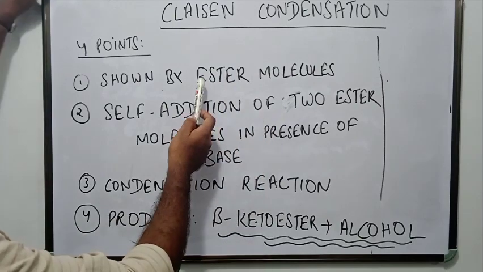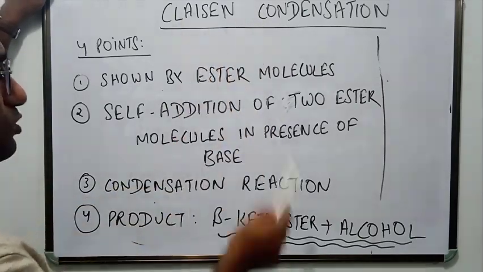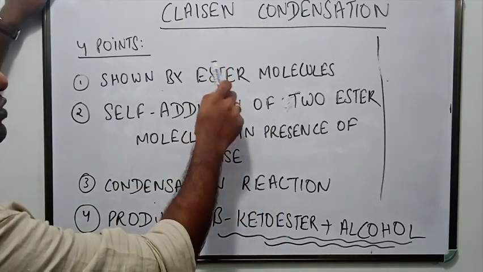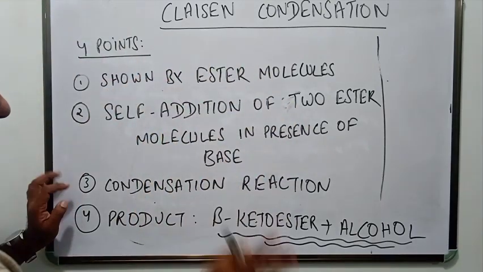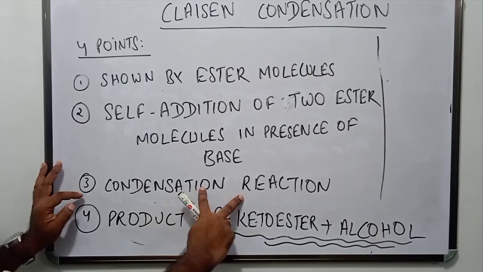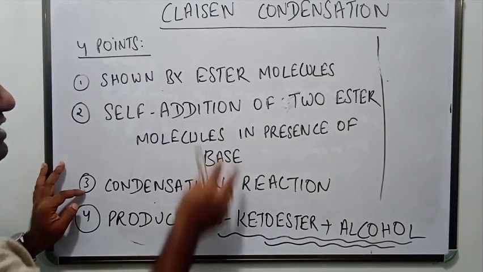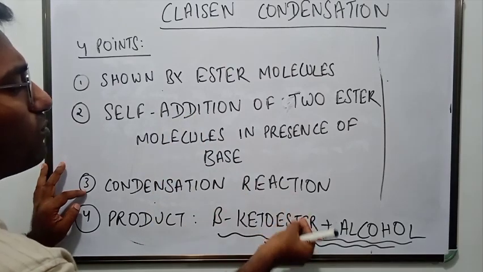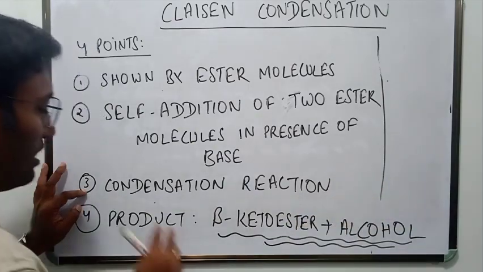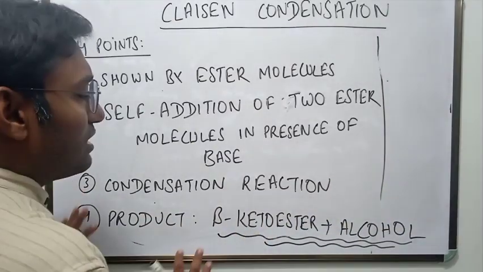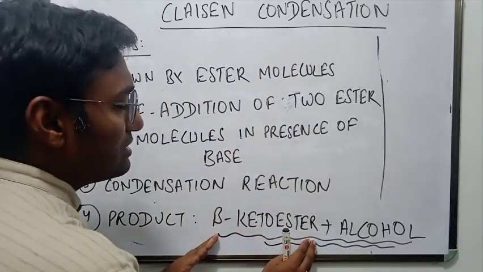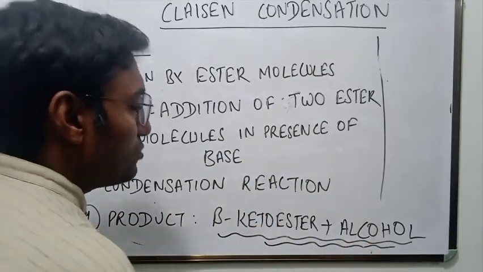Number 1, this is shown by ester molecules. Number 2, two ester molecules add among themselves in the presence of a base. Number 3, it is a condensation reaction. That is, again we are saying it is an addition reaction and a small molecule of water just goes out. The fourth point is that the product of this reaction is mainly a beta keto ester, and an alcohol is also produced.